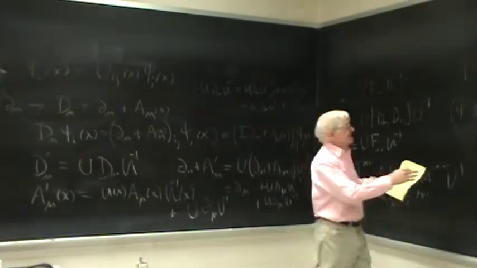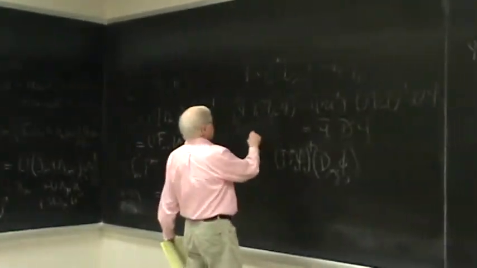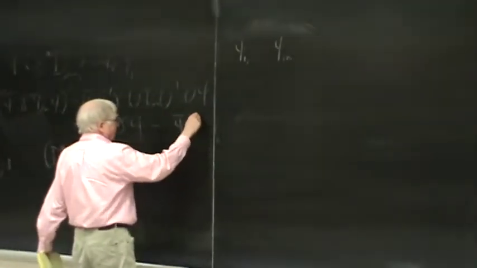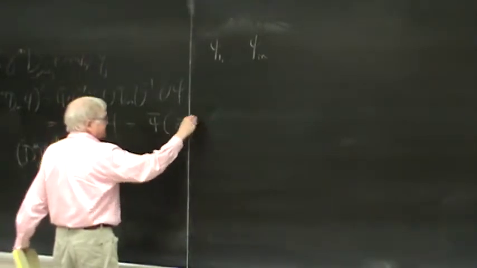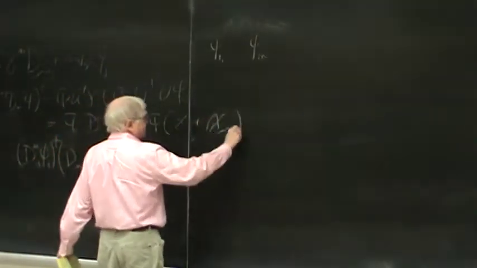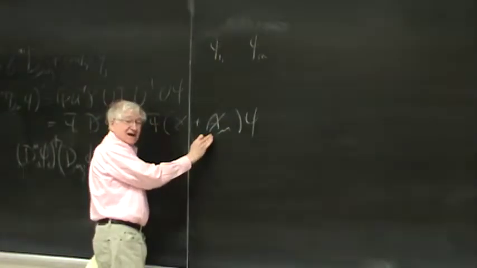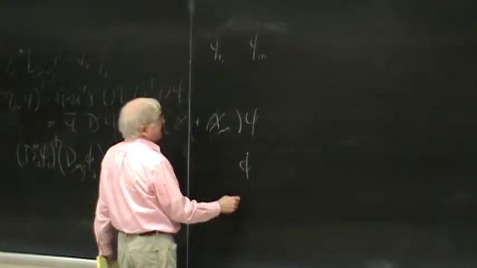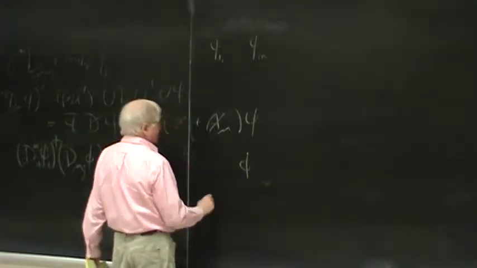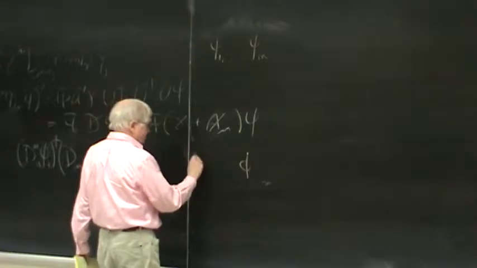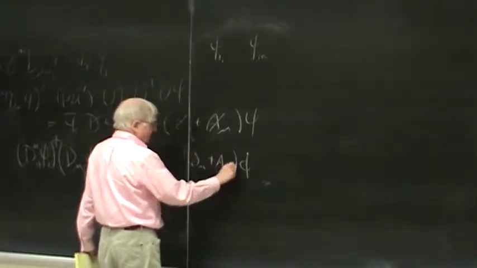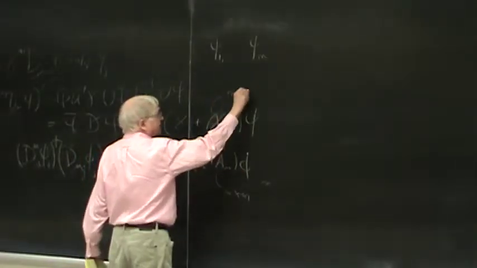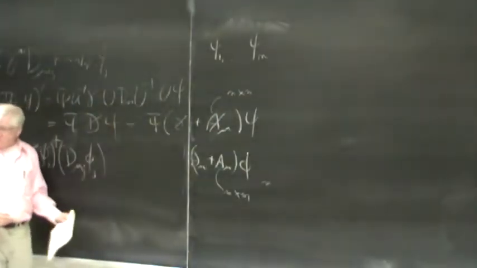In fact, I could have stayed here. In other words, this is psi bar (d slash plus A mu slash) psi. So this has to be an n by n matrix. On the other hand, if phi has m components, then when we do d mu plus A mu, this has to be an m by m matrix. So we're going to have different sized matrices.